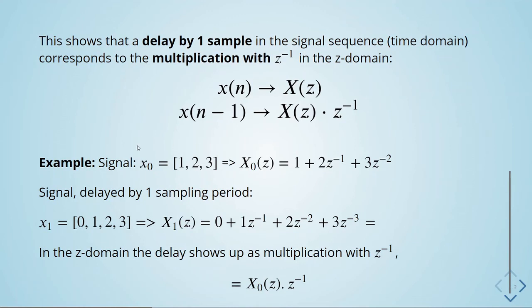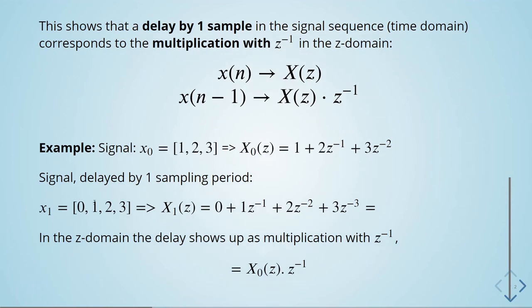Here's an example. If we have our signal, a sequence of 1, 2, 3, and we take the z-transform, we have 1, plus 2 times z to the power of minus 1, plus 3 times z to the power of minus 2. If we delay this by one sample, so we insert a 0 here, then we will have this z-transform, and we see that we are multiplying this by z to the power of minus 1. So here, here, and we end up in here. So in the z domain, the delay shows up as a multiplication with z to the power of minus 1.